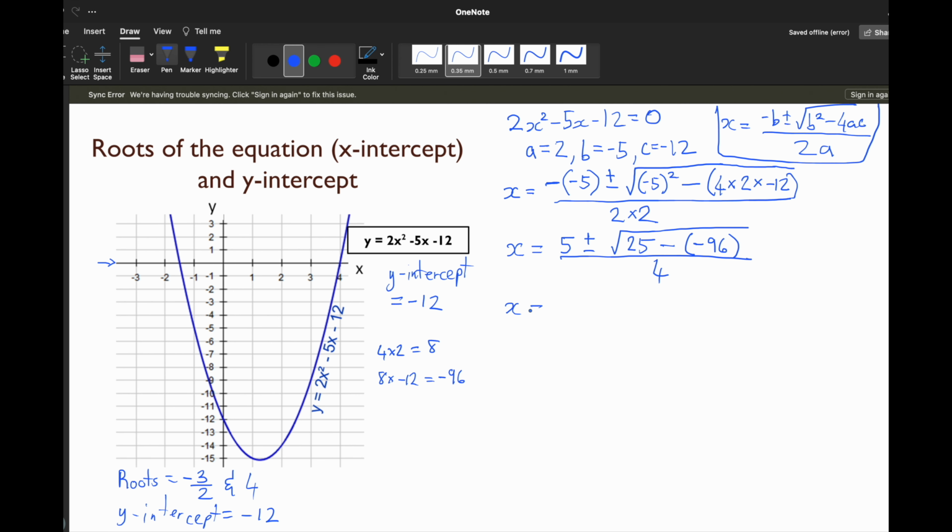So x is equal now to 5 plus or minus the square root of 25 minus negative 96. And once you put this in the calculator, you're going to get 121. So 25 take away negative 96 gives us 121. You could always back check that on your calculator. Then that's divided by 4. The square root of 121 is 11.